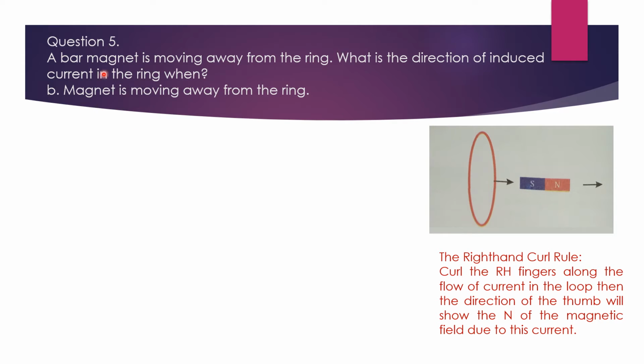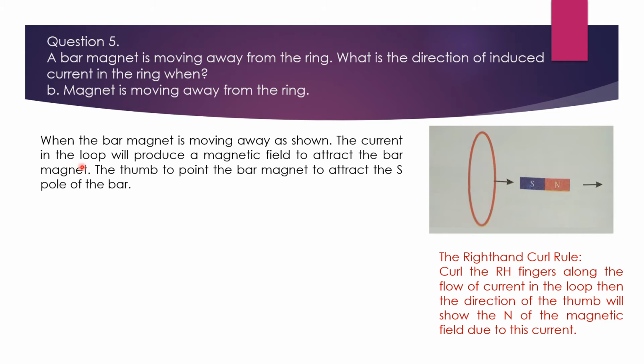Again, question 5. The bar magnet is moving away from the ring. Now, the same ring, now the bar magnet is moving away. What is the direction of the induced current now? The magnet is moving away from the ring. Again, using the same right hand curl rule, when the bar magnet is moving away as shown, the current in the loop will produce a magnetic field to attract the bar magnet. That means the magnet's south pole is moving away, so the current in the loop will have a north facing this south so that it can attract it and prevent it going away, because it has to oppose this motion.